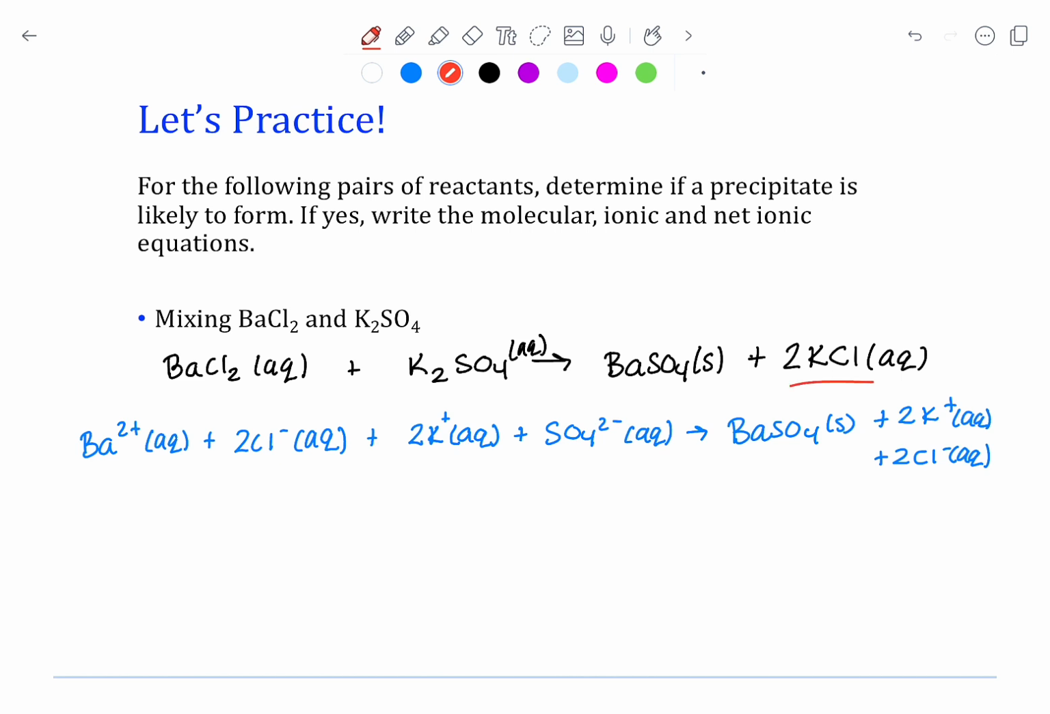Our aqueous product is KCl, meaning that K and Cl are going to be our spectator ions, so they cancel out, and our net ionic equation is Ba2+ aqueous plus SO4 2- aqueous creates BaSO4 solid, and that is our net ionic equation.